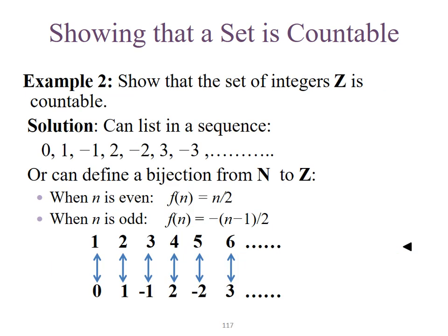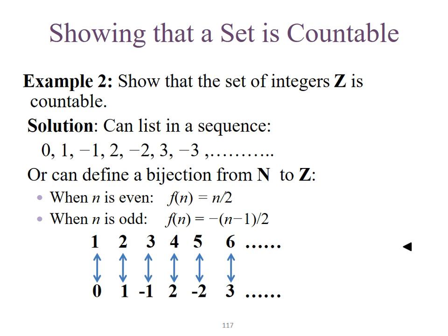Alright, next let's see how we show the set of integers Z is also countable. Because the integer set Z contains negative integers, positive integers, and 0. So we can arrange the numbers of integer Z like this: 0, 1, minus 1, 2, minus 2, 3, minus 3, and so on. And then we need to know how we map 1, 2, 3, 4 to these integers.